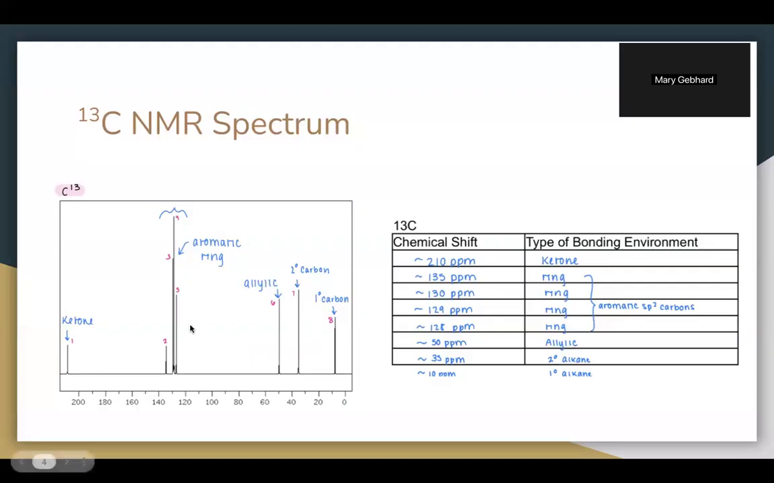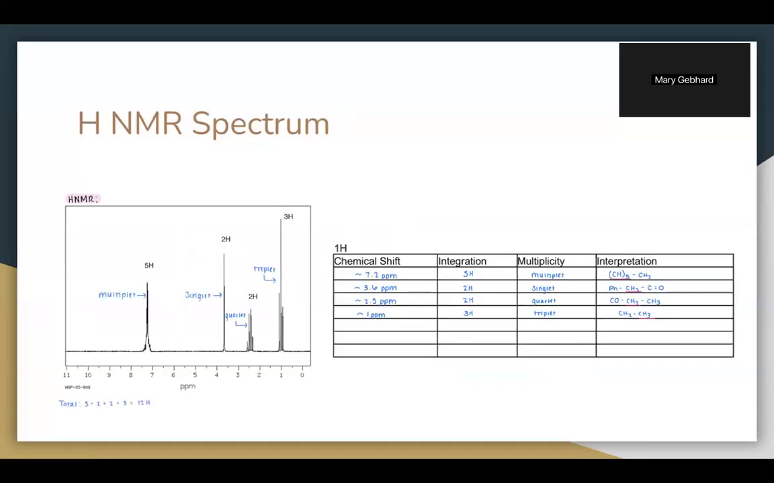And so then I had identified my secondary alkane at about 35 ppm and my primary alkane at about 10. So those were the eight unique carbons that I identified in my carbon 13 structure. So continue on to my HNMR structure, which is taking a look at the protons present.